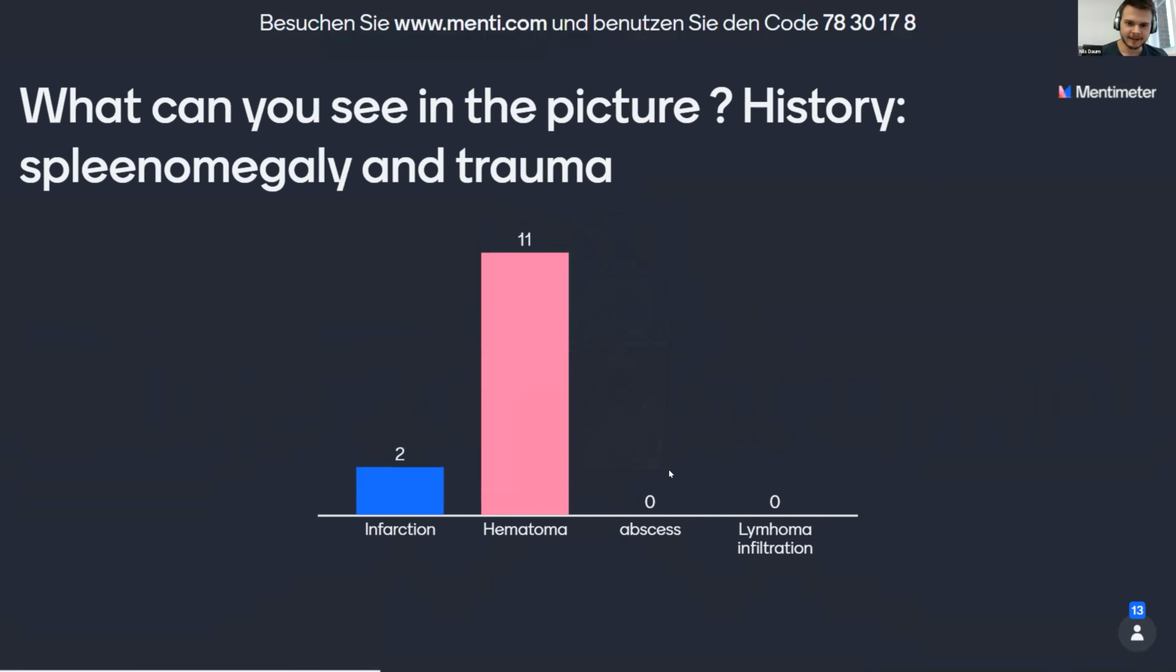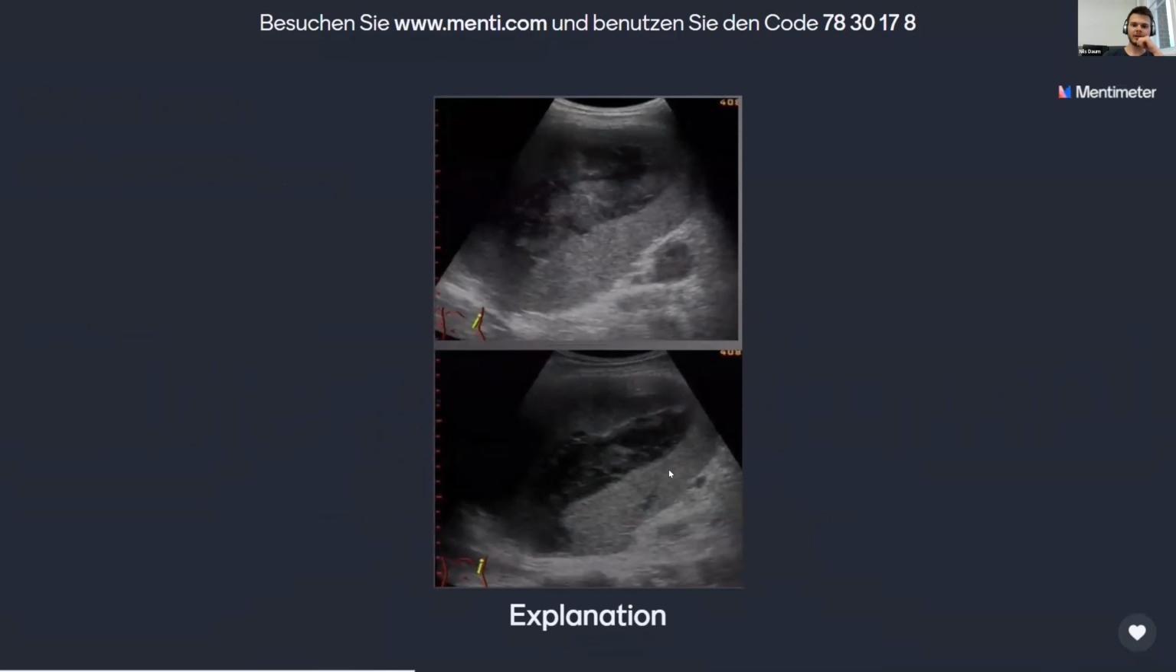Time's up. And you were right, it's a hematoma. When you have a fresh trauma, you have more hyperechogenic blood directly in the spleen. After 2 weeks, it is a little bit consolidated and you don't have the fresh echo hyperechogenicity in the spleen directly. So it's 2 weeks after the first trauma where you have the fresh bleeding directly in the spleen.